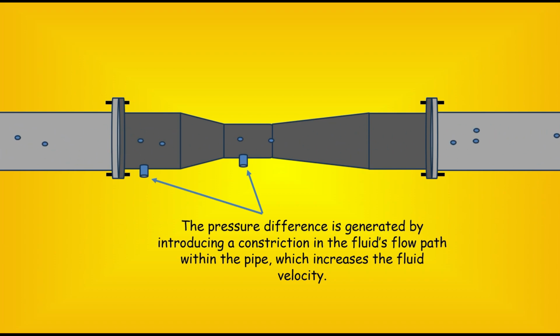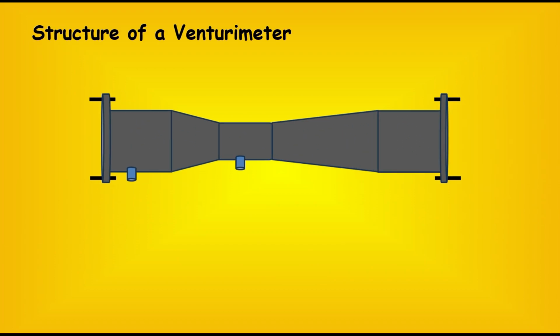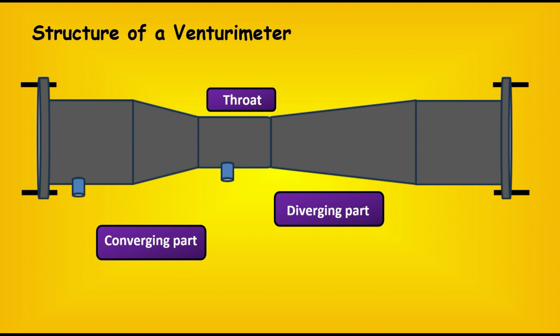So the Venturimeter creates this narrowing intentionally and measures the pressure before the constriction and at the constriction. And the difference between these two pressures tells us the flow rate. So this is the fundamental concept and it is based on two very important scientific principles, which will be seen in the next slide. So now we have to look at the structure of the Venturimeter.